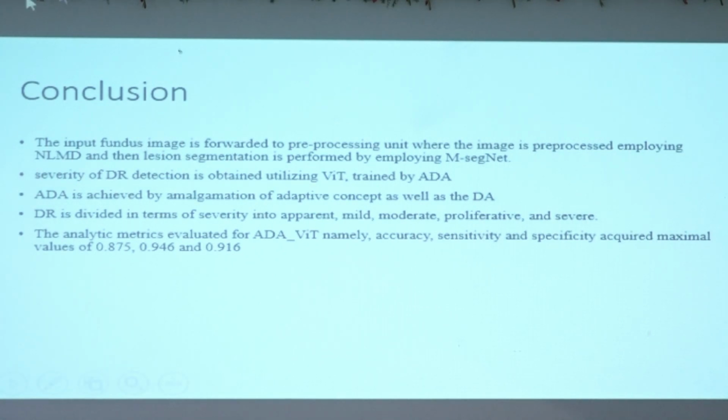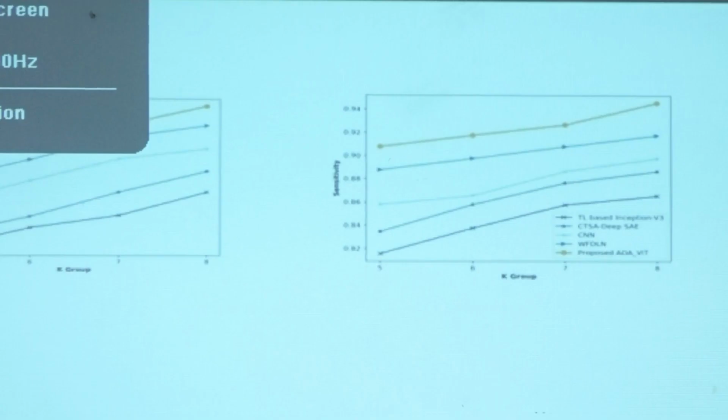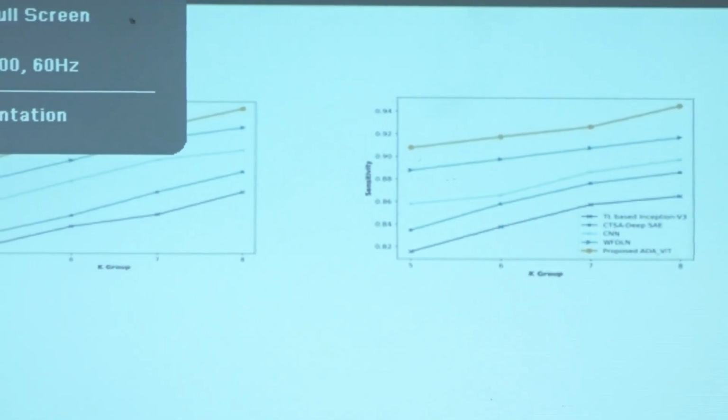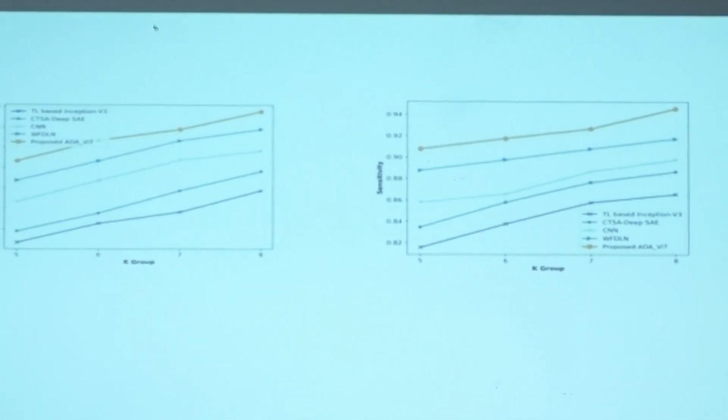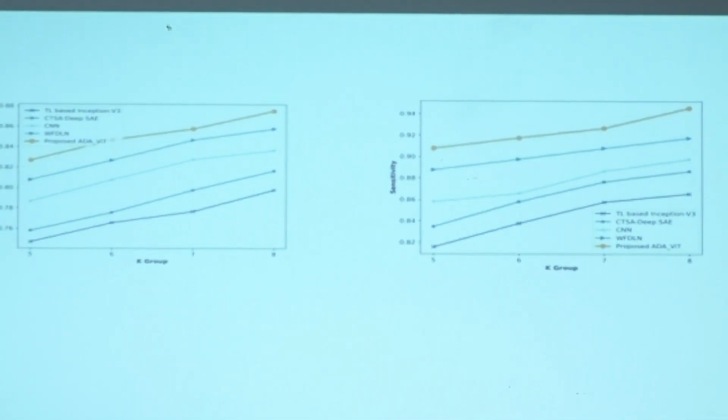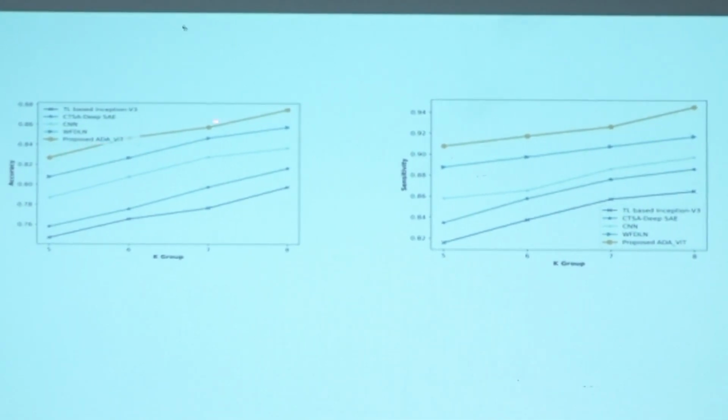My accuracy with this proposed algorithm is 0.87%, sensitivity is 94% and the specificity is 91.6. These are the results when compared to other algorithms. My proposed algorithm gives higher accuracy when compared to CNN, the transformer-less perception model and everything.